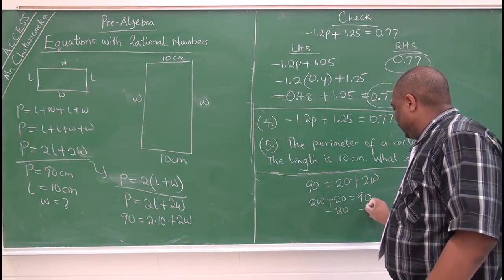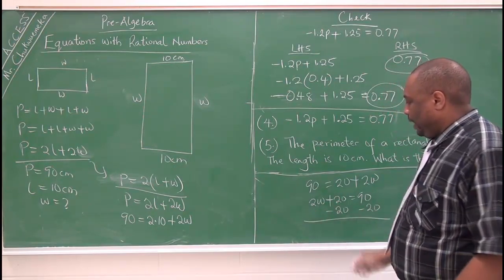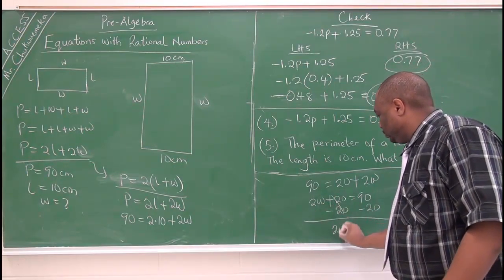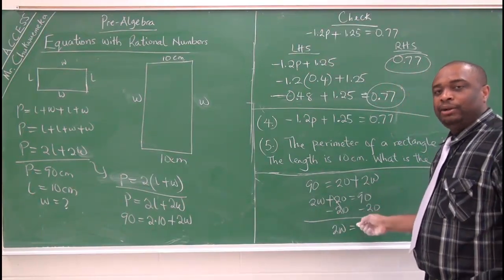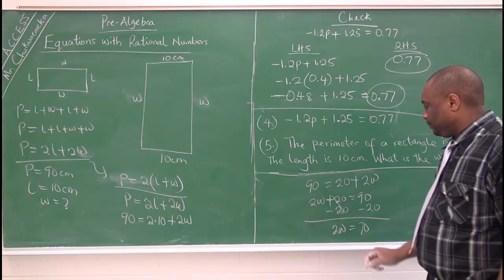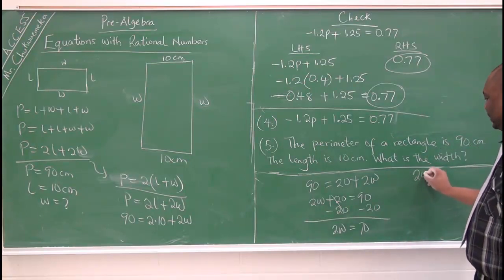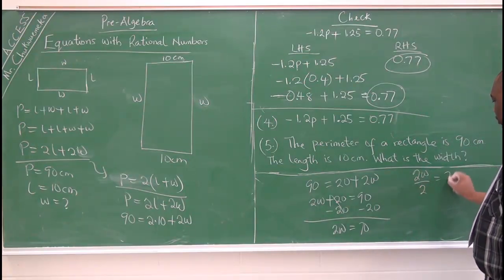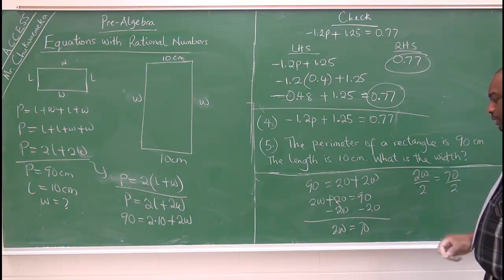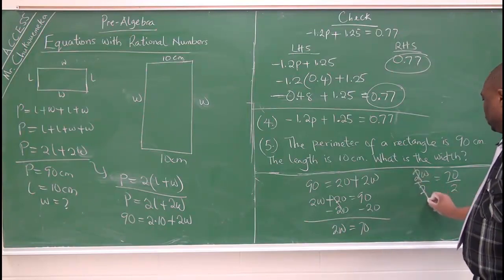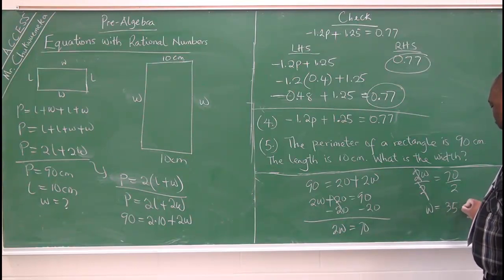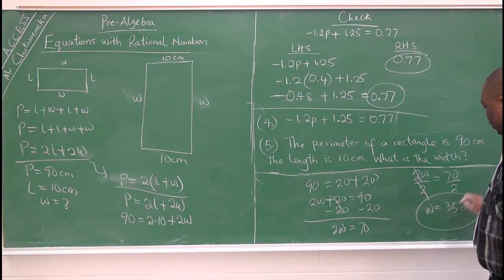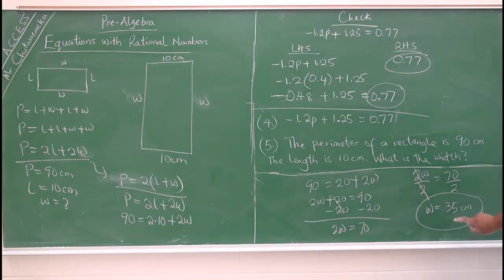You subtract 20 from both sides. You now have that 2 times W, 2 times the width, will be 90 minus 20, which is 70. And then you divide both sides by 2 to isolate the width, and your width will be 35. 35 what? Centimeters. Make sure you put your unit. It is very important that you put the unit.